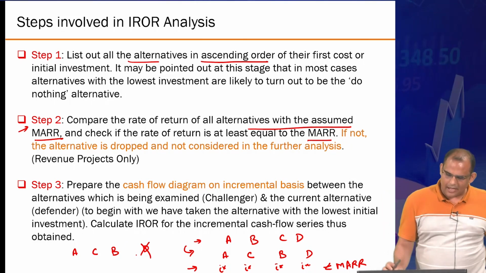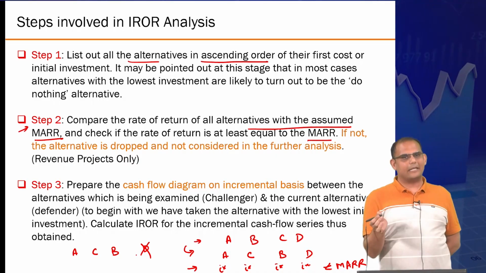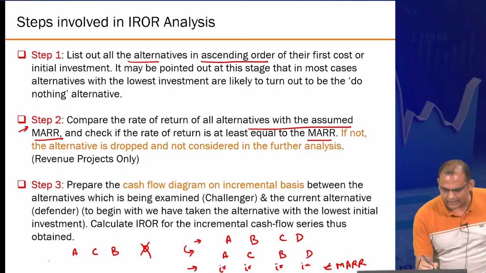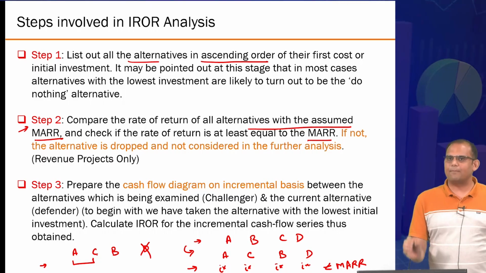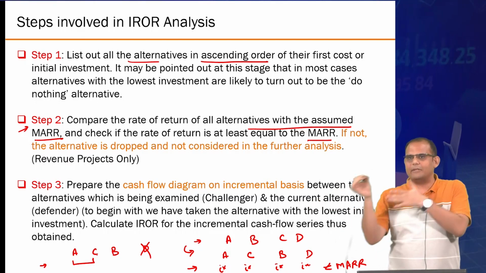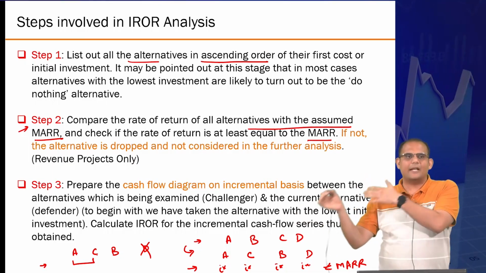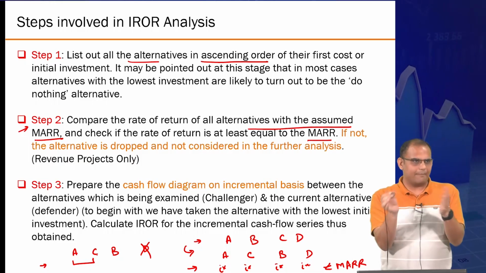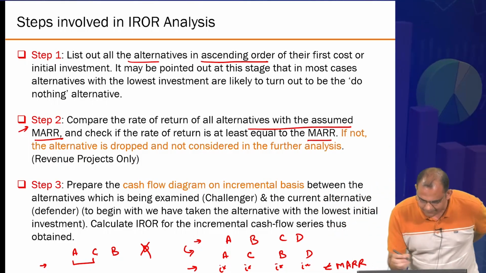right? Now, what you do is prepare the cash flow series on an incremental basis. What do I mean by incremental basis? First, I will compare A and C. So I'll prepare a cash flow series which is the difference, basically the cash flow series of C minus the cash flow series of A. Then the cash flow series of B minus the cash flow series of C, or whatever happens, right? Basically that's what I'm doing in an incremental series.